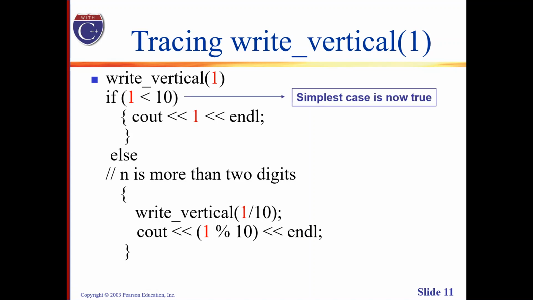In this case, the simplest case has now been reached. Therefore, it will be the end of our recursive call, which will give us an output of 1, and it will end the function call.